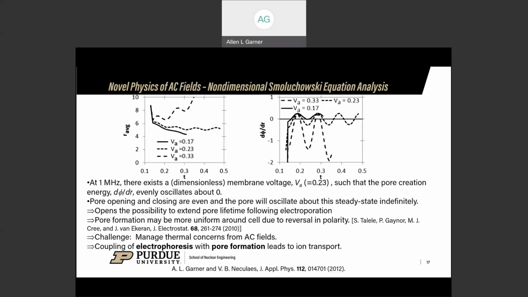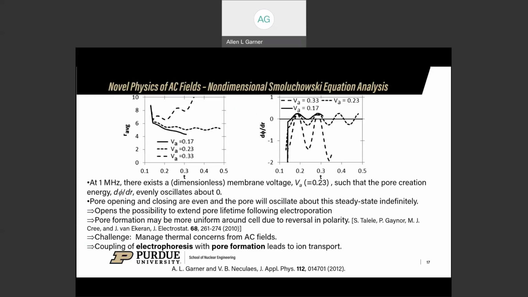Okay? Moreover, I actually derived in this paper in Journal of Applied Physics the condition for this steady state. Using the differential equations that we had, I solved for the steady state and recovered that 0.23 using the RMS voltage. Now, this is great in theory, right?